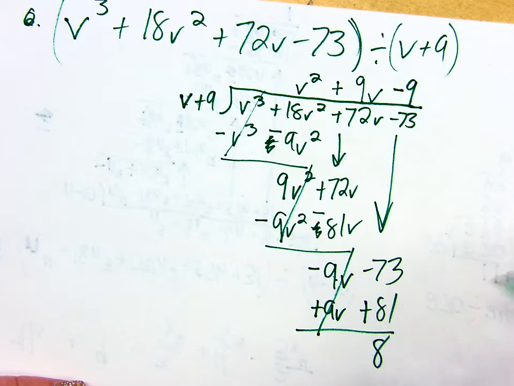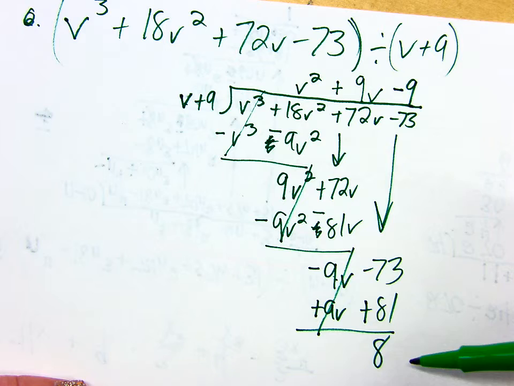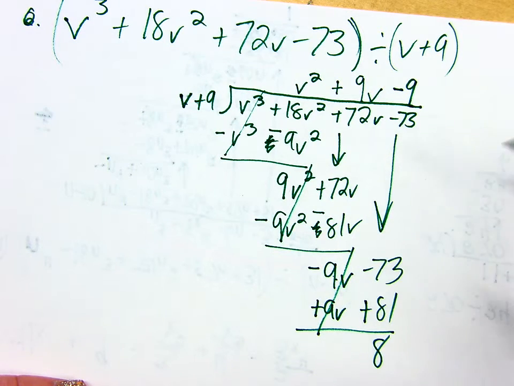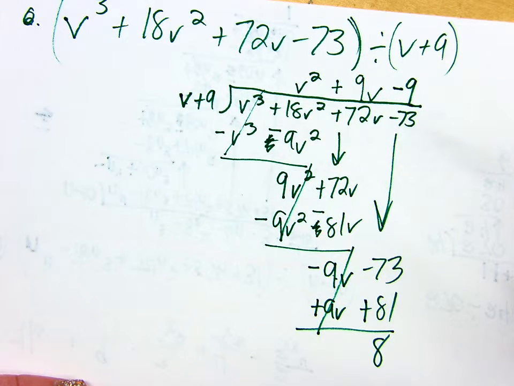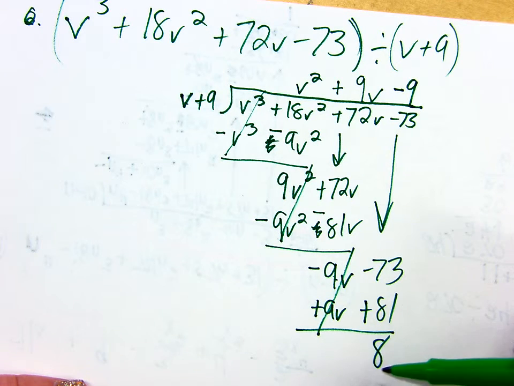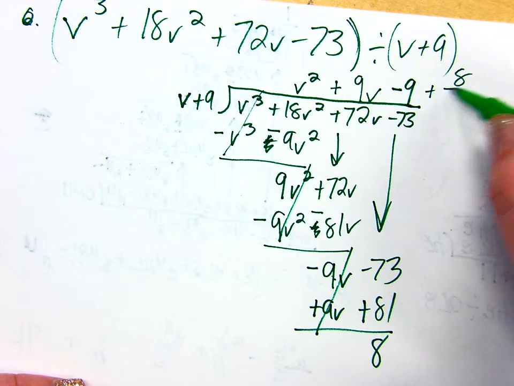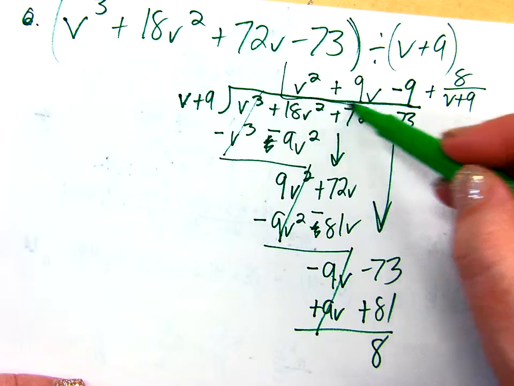And how do I know to stop? Because there's nothing left for me to bring down, right? I don't even know how you would go to decimals. You can't. You're done. There's no more numbers for me to bring down. That's my remainder. So I just put positive 8 over b plus 9. And there's my final answer.